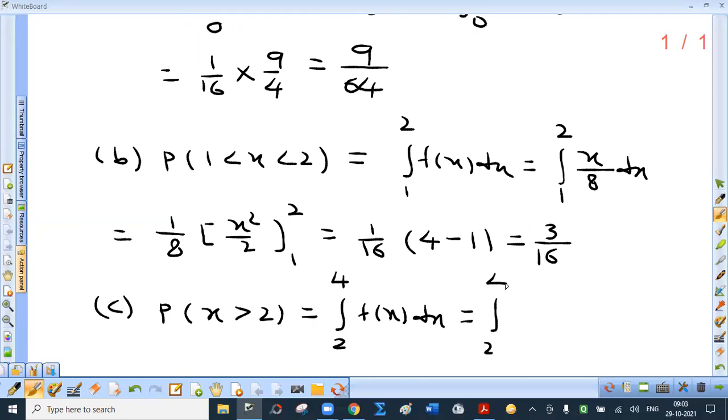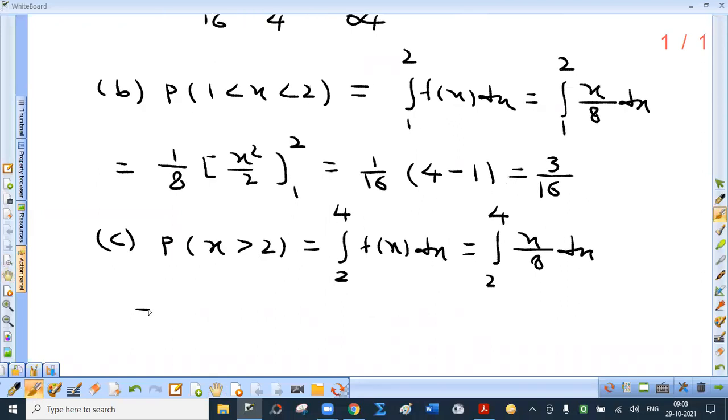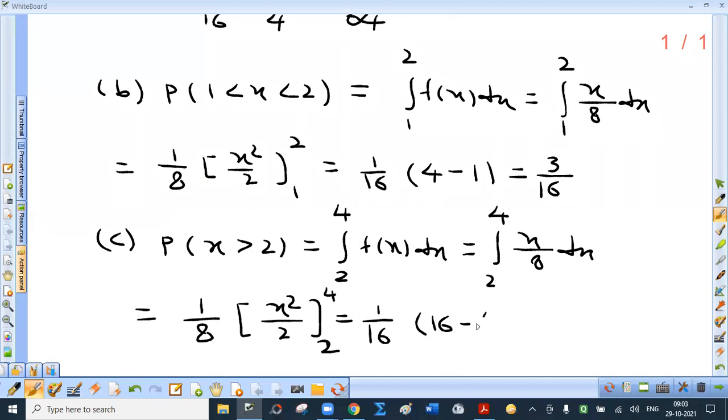So 2 to 4. What is f of x? Same, x upon 8. So it is 1 upon 8, x square by 2. So 1 upon 16, lower limit 2, upper limit 4. So 1 upon 16 into 4 square is 16, less 2 square, 4. So this is nothing but 12 upon 16. That is 3 upon 4.